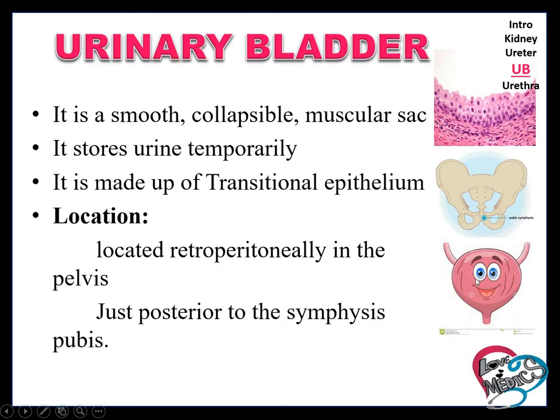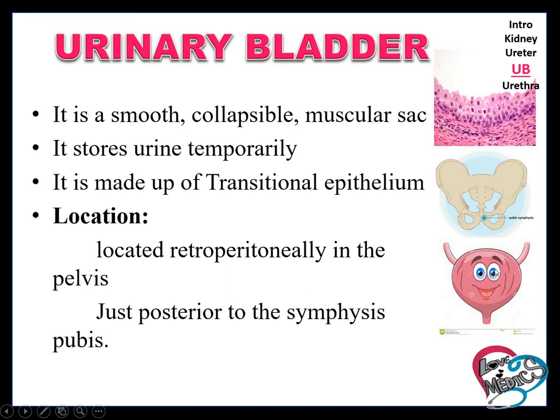Urinary bladder. It is a smooth, collapsible muscular sac. It temporarily stores the urine, and it is made up of transitional epithelium. Transitional epithelium means the epithelium has the ability to change its shape and size. That's why the bladder changes its shape whenever it fills with urine and thus after voiding the urine.